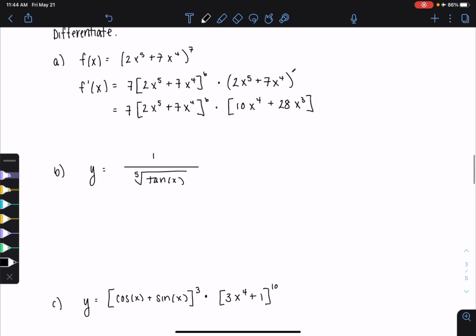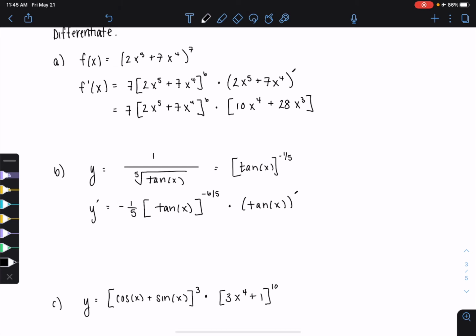Okay. Let's try another one. Let's try 1 over the 5th root of tangent of x. Remember, 5th root is a 1/5 power. So this is ultimately just tangent of x to the negative 1/5. That outer function is the power. So we go ahead, bring the power down. We decrease the power by 1. So that would be negative 6/5. We do not touch the inside at all. But our chain rule tells us we need to take the derivative of the inside as well.